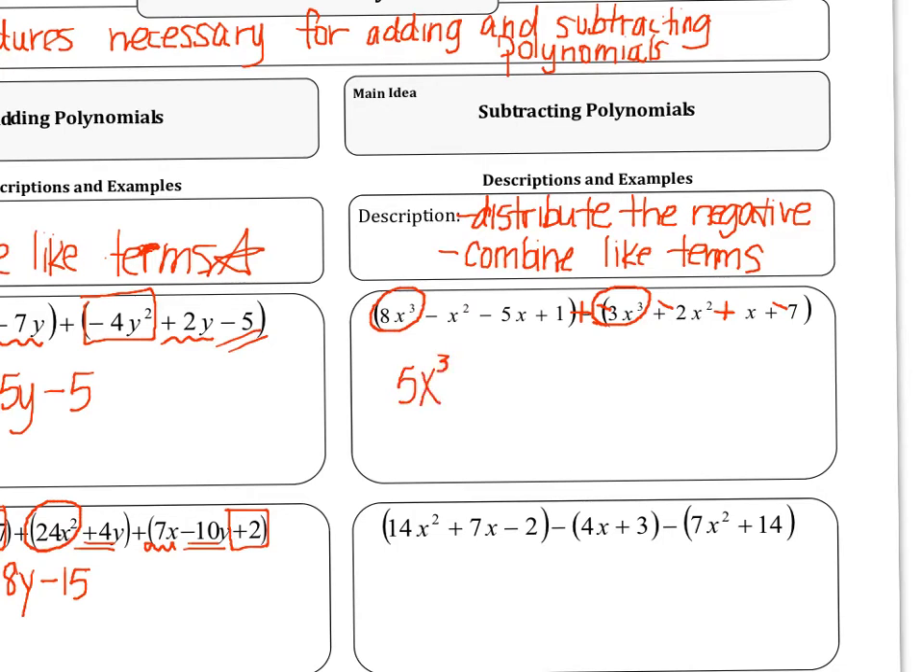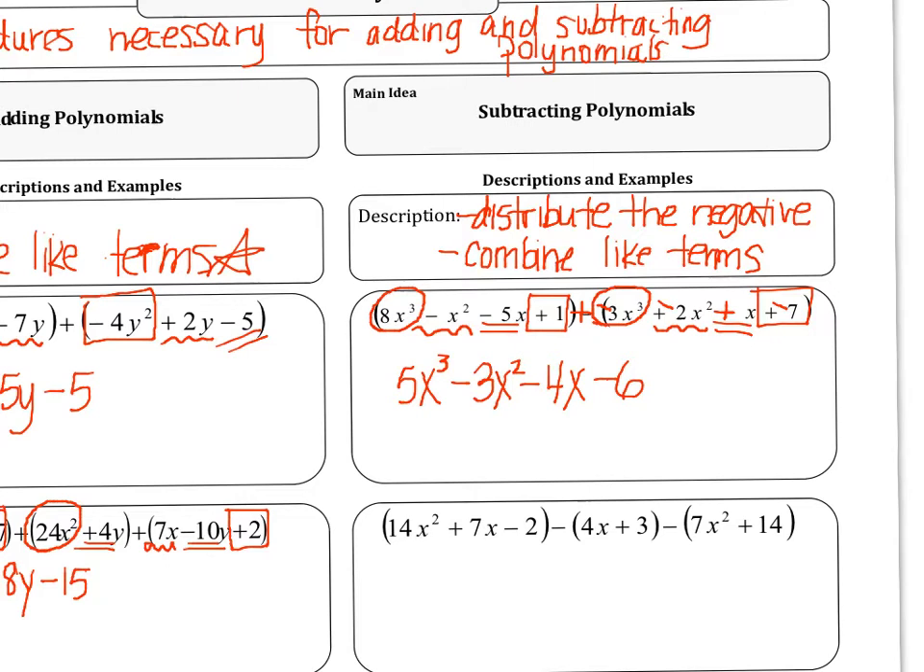Going in order, I'm going to do my x squared next. So I've got a negative x squared, so that's negative 1x squared, and negative 2x squared, that becomes negative 3x squared. I've got a negative 5x and a plus 1x. Negative 5 plus 1 is negative 4x. And then I've got a plus 1 and a minus 7. 1 plus negative 7 is minus 6. So here, that is my simplified answer.